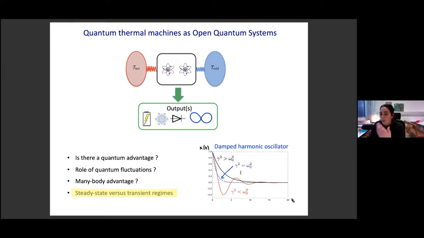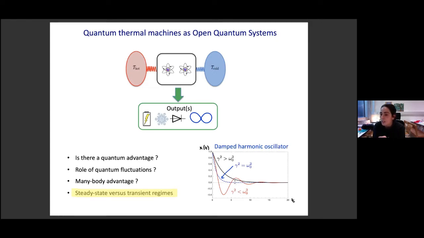And it can reach its steady state by undergoing oscillations. This is the so-called underdamped regime, or it can reach it in a longer time, that's the overdamped regime. But you can also tune your parameters to reach a very specific point in the parameter space for the damped harmonic oscillator, which is the critical regime.